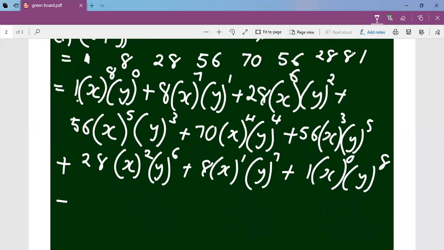So this implies that y to the power 0 is 1, x to the power 8, we have x to the power 8, by 1 is 1, by this one is x to the power 8. So you have got x to the power 8 plus y to the power 1 would be y, x to the power 7 would be x to the power 7 by 8. So we have got 8 x to the power 7 y. The 1 you can maintain or you ignore it.